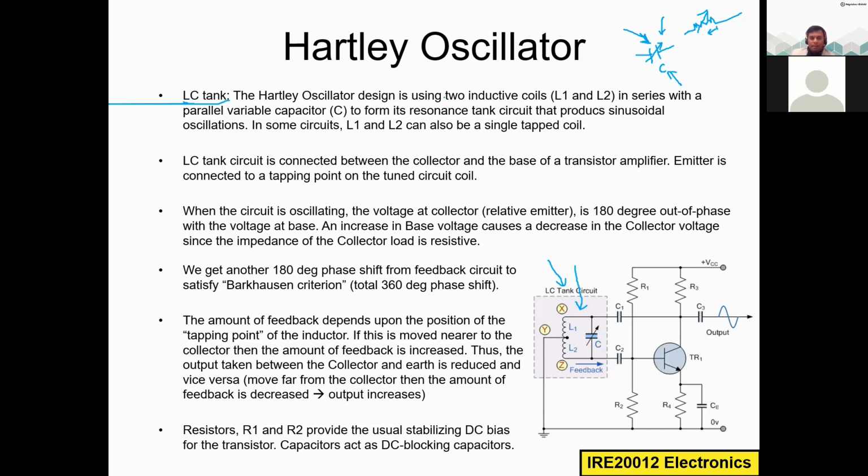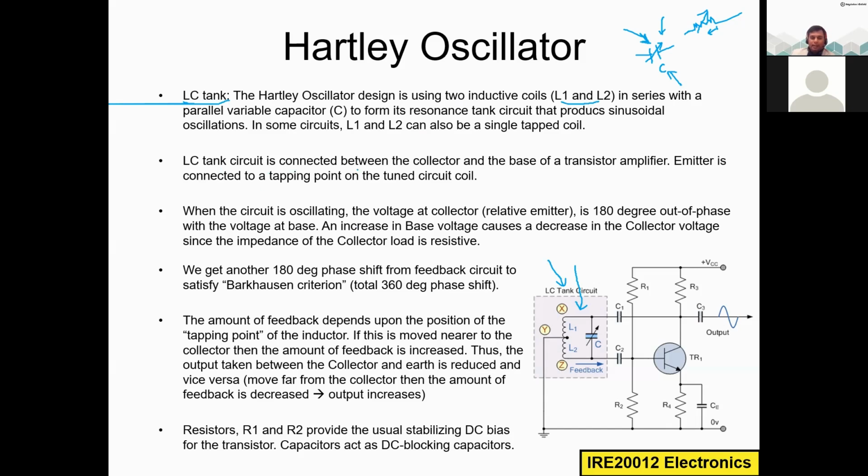So the Hartley oscillator design uses two inductive coils, L1 and L2, in series with a parallel variable capacitor C to form its resonance tank circuit. This is the complete tank circuit that produces sinusoidal oscillations. In some circuits, L1 and L2 can also be a single tapped coil. So instead of using two different inductors, we can also use a single tapped inductor.